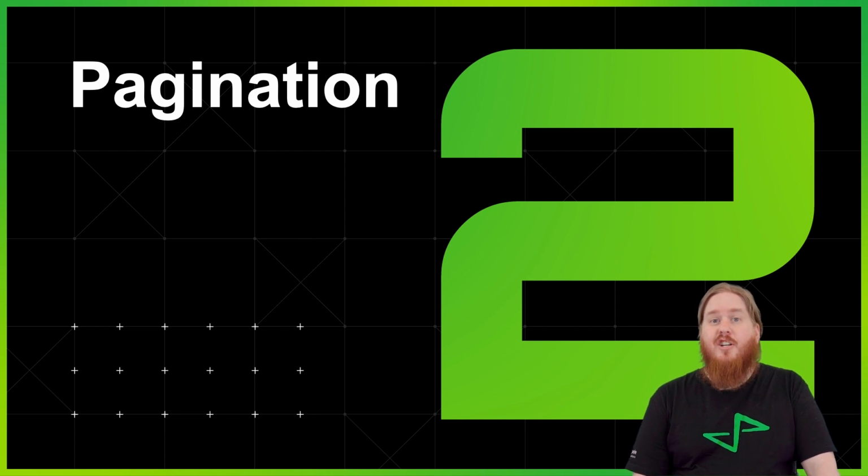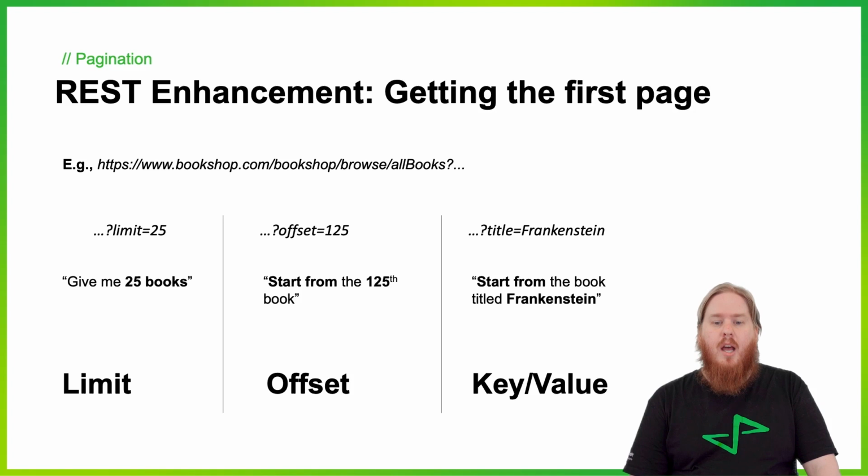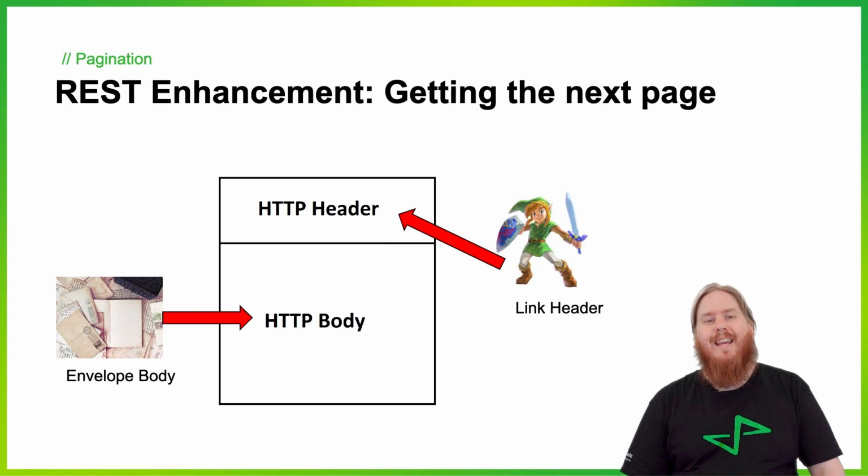Number 2, pagination. In Jade 2022, you can now use pagination. Jade will check the query string of any incoming REST request for a limit and either an offset or a key value pair, and then use that for pagination. We've also got new mechanisms for getting the next page of results when using pagination, using either the link header or envelope body methods.